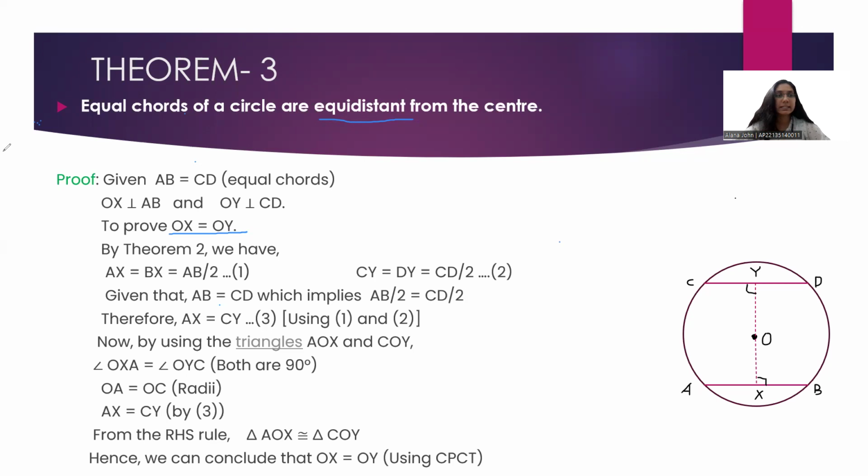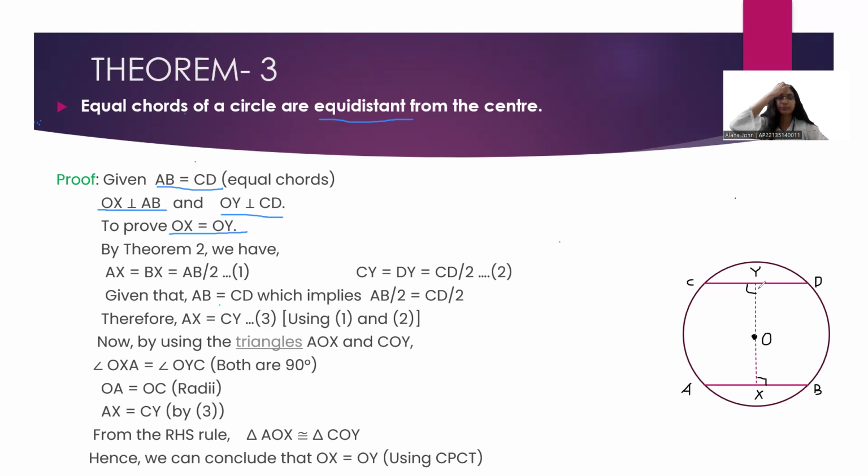Okay, so let's see the proof of the theorem. What all things are given? We are given two equal chords. And in order to show the distance from the center, OX is taken to be the perpendicular drawn to the chord AB, and OY is also taken as the perpendicular drawn to the chord CD. OX is perpendicular to AB and OY is perpendicular to CD. So we have to show that the distances of the chords from the center are equal. That is, we have to show that OX is equal to OY. Clear?